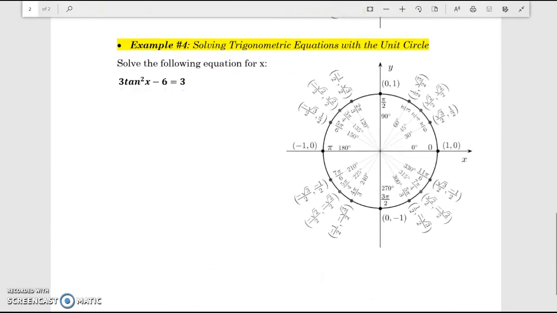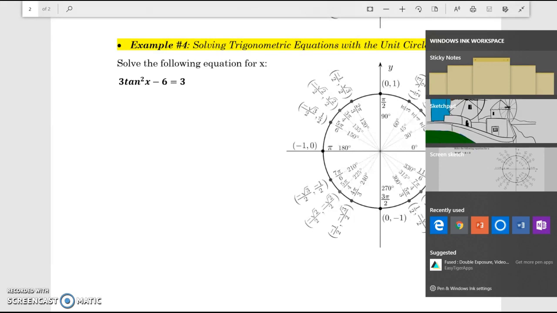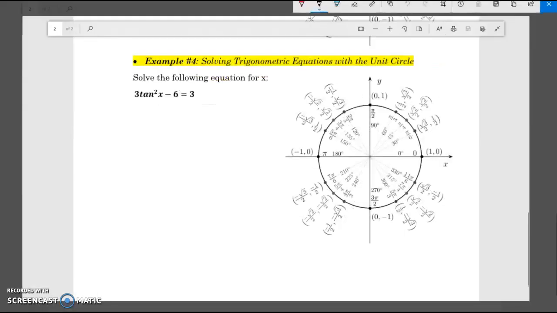So this one, in many ways, is one of my favorites that we do here. So let me grab my little electronic pen here. And you'll notice that this one is going to be really similar to everything that we've done so far with one exception. So here we have 3 times the tangent squared of x minus 6 is equal to 3.